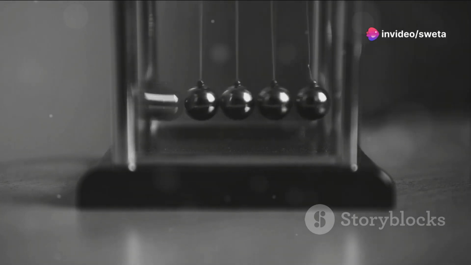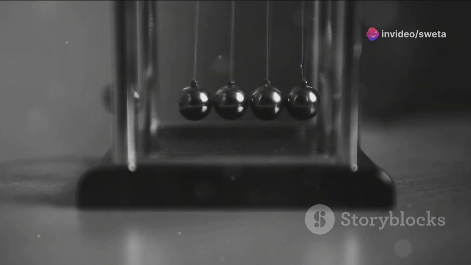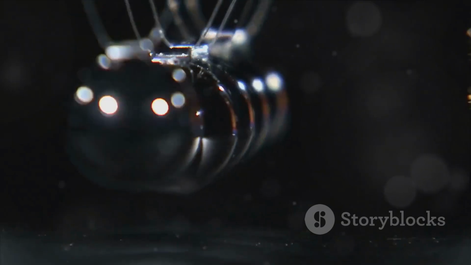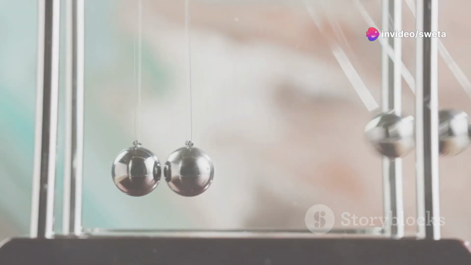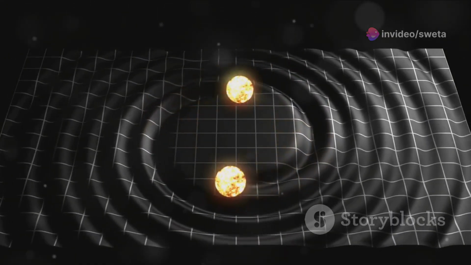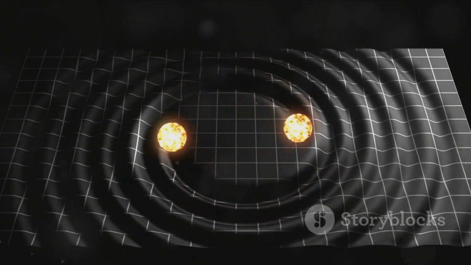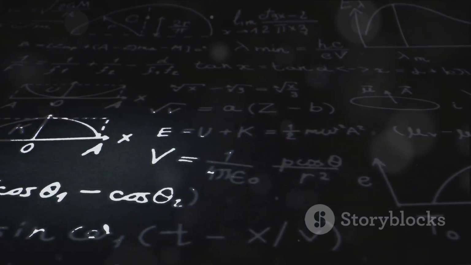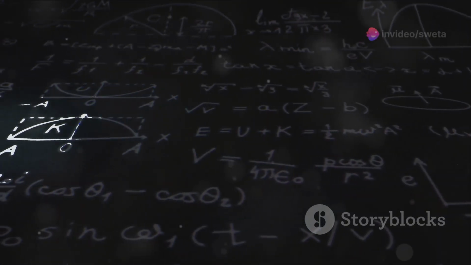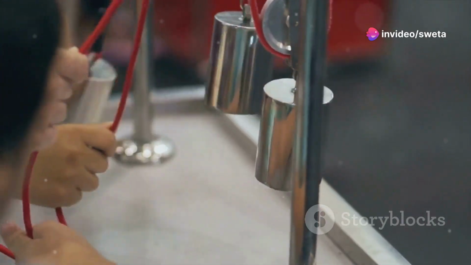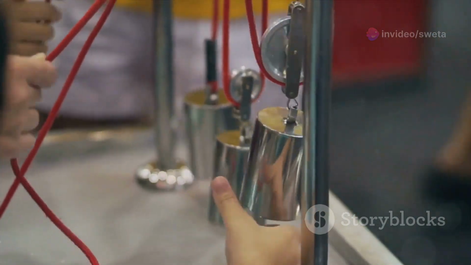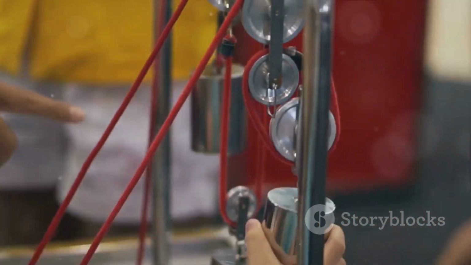So in a nutshell, Newton's equation of gravity tells us that the gravitational force between two objects increases with their masses and decreases rapidly as the distance between them increases. To summarize, the key points about Newton's equation of gravity are: 1. It describes the gravitational force between any two objects in the universe. 2. The gravitational force is directly proportional to the product of the masses of the two objects. 3. The gravitational force is inversely proportional to the square of the distance between the two objects.